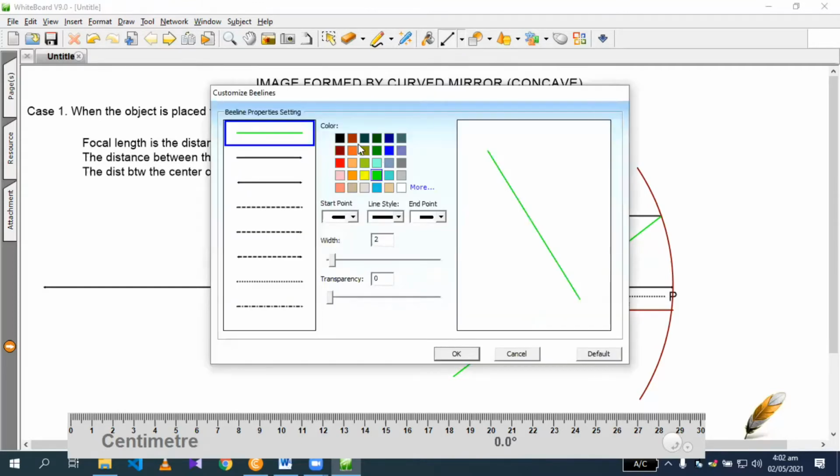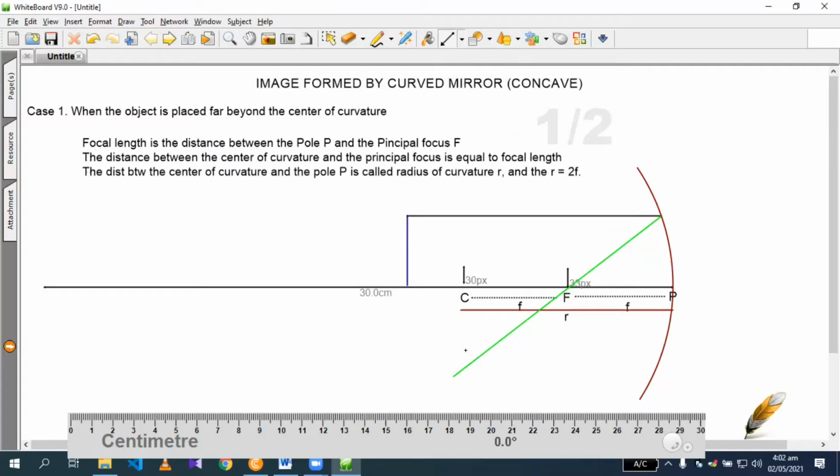Which color should we use? Okay, let's use this. Coming from the object, and we pass through your what? Your focus directly. This will pass through your principal focus and hit the mirror.